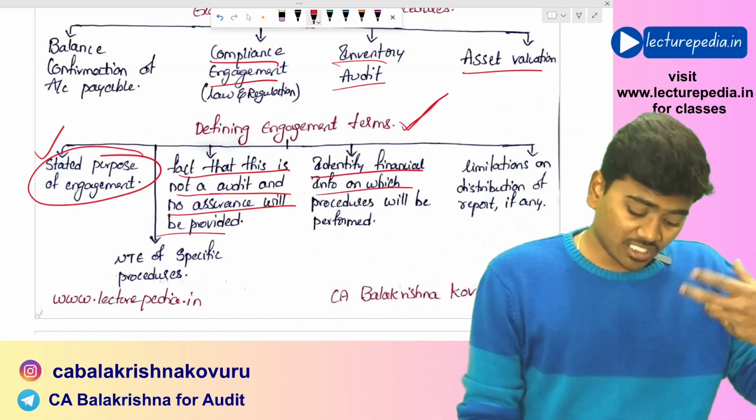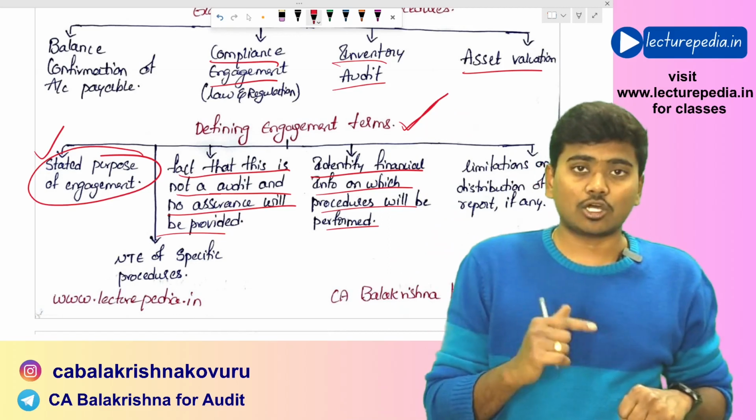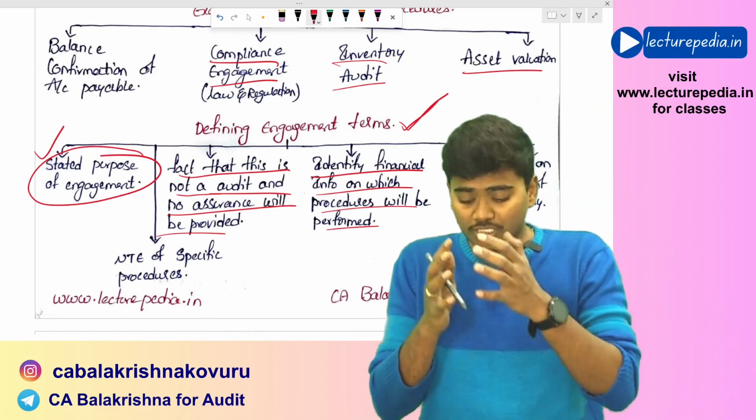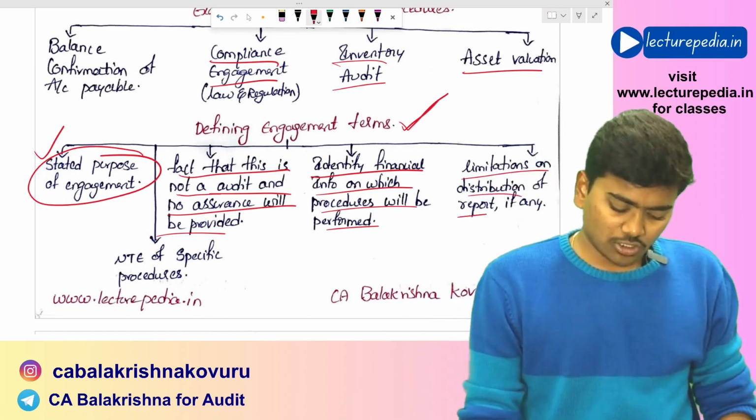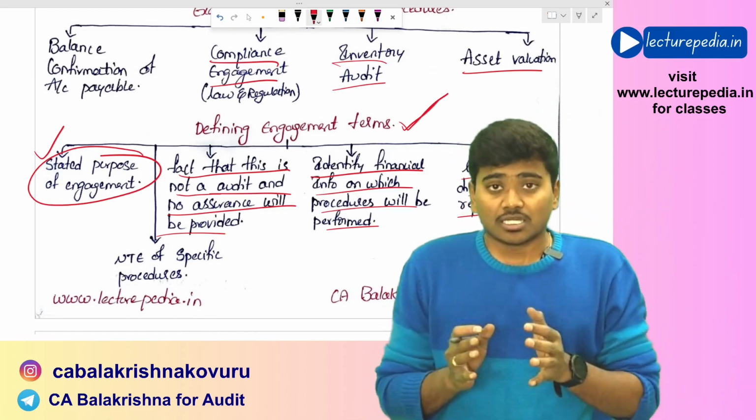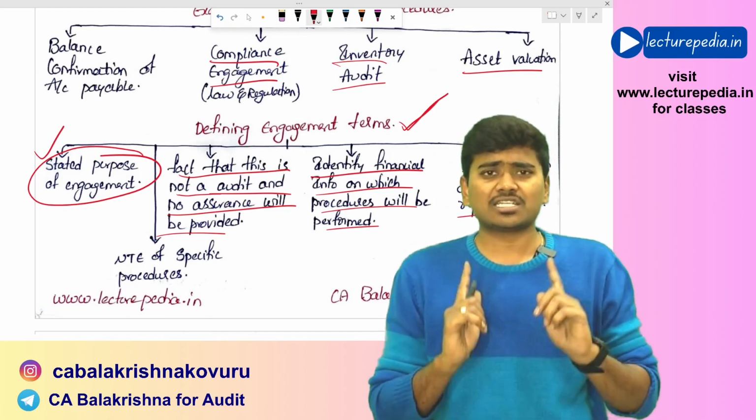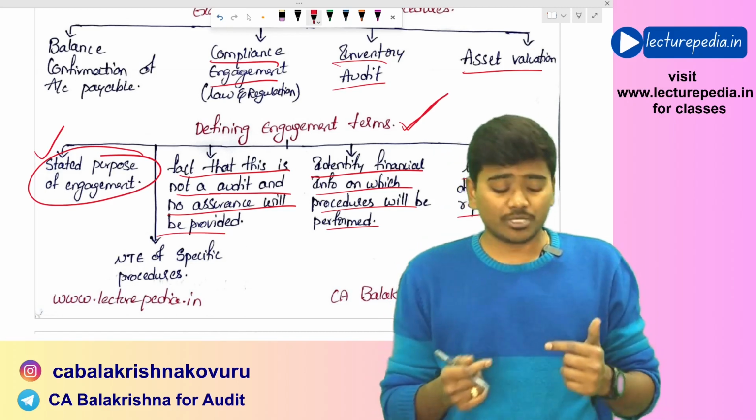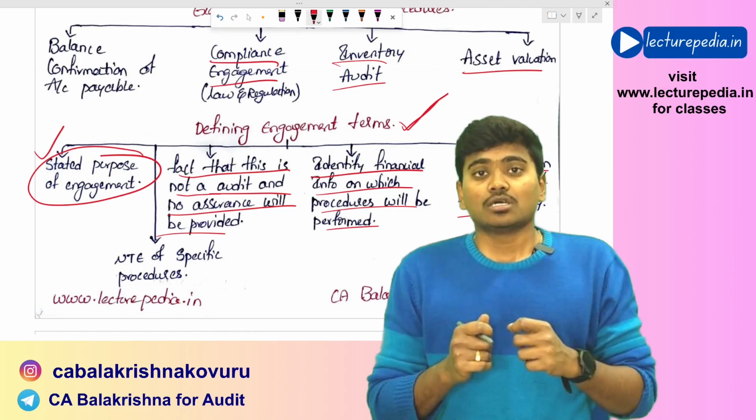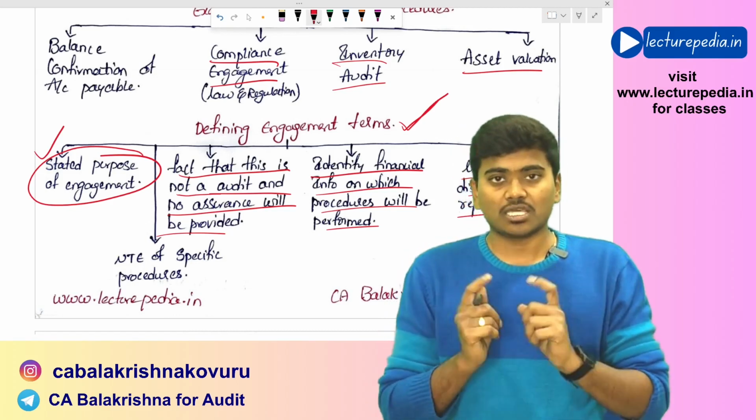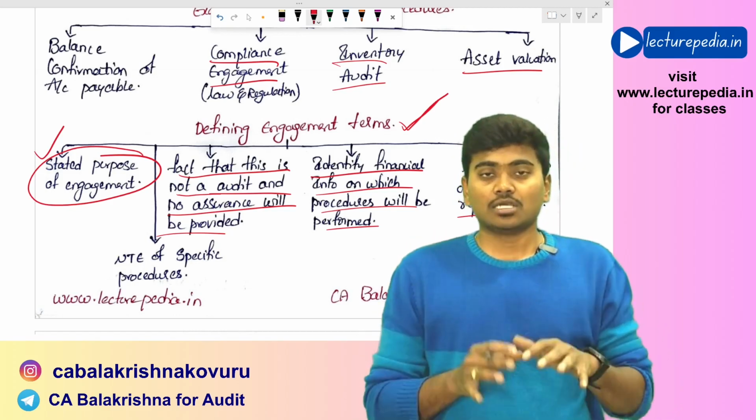And identify financial information on which procedures will be performed. Okay, on which financial information management is asking the auditor to perform the agreed upon procedures, that financial information should be clearly identified in the engagement letter. And limitations on distribution of the report. As I have already told you, this report which the auditor issues by performing agreed upon procedures cannot be used by the general public, because the general public doesn't know what procedures have been agreed between the auditor and the client. So the distribution of this report that the auditor issues has to be restricted, only to certain people. Even that point he needs to mention in the engagement letter.